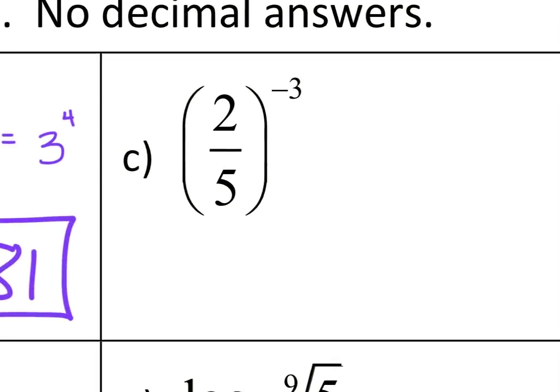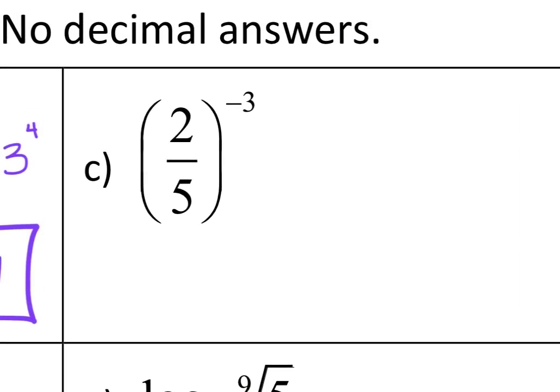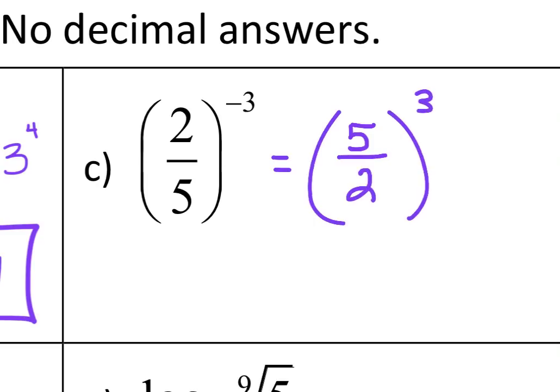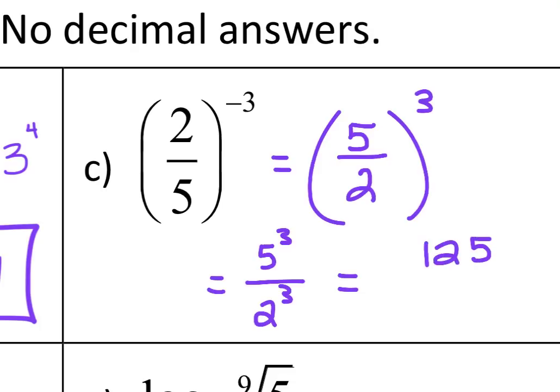Now, if you have a negative exponent on a fraction, remember that that flips the fraction over and then makes the exponent positive. And when you have a positive exponent on a fraction, what that does is allows you to put that exponent on each part of the fraction. And so the answer here is going to be 125 over 8.